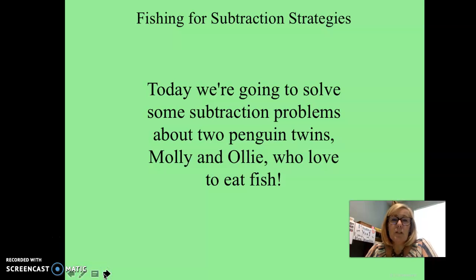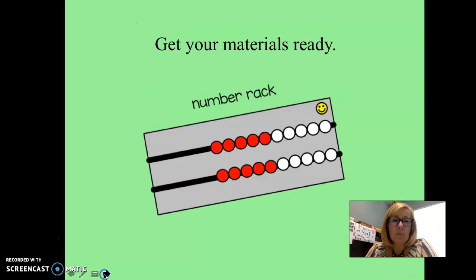Fishing for subtraction strategies. Today we're going to solve some subtraction problems about two penguin twins, Molly and Ollie, who love to eat fish. Get your materials ready. So this is the number rack I was referring to. You can use the digital version or create your own.